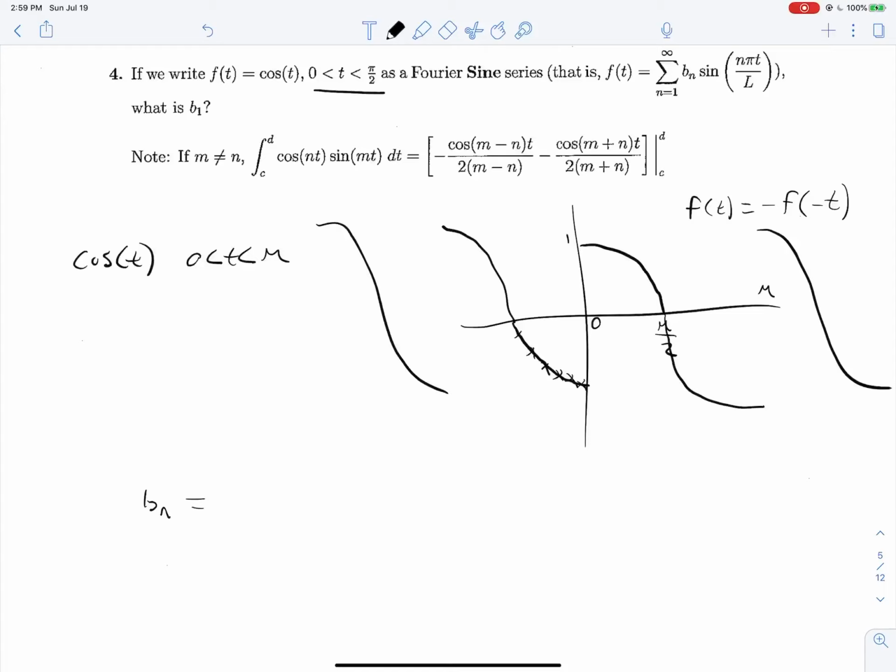We know that in general, for a sine series, b_n is 2 over L, integral from 0 to L, f of t, that's a terrible t, f of t sine n pi t over L. And in our case, since L will be pi over 2, right, we want the half period, and since a full period is pi, L is pi over 2.